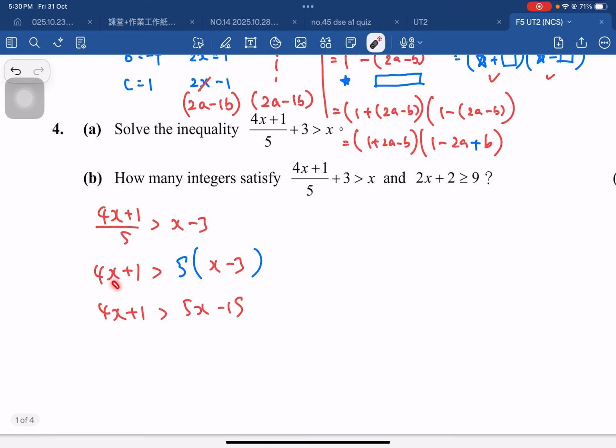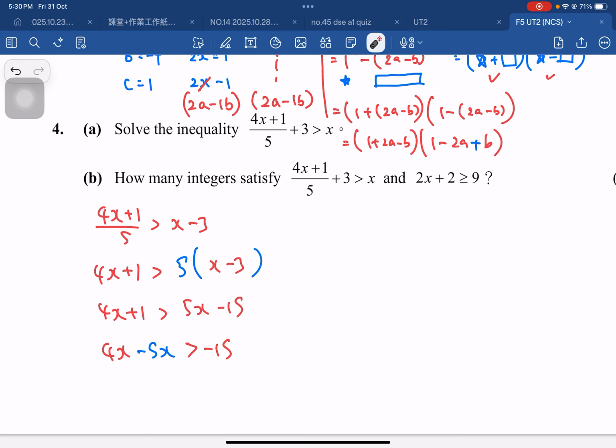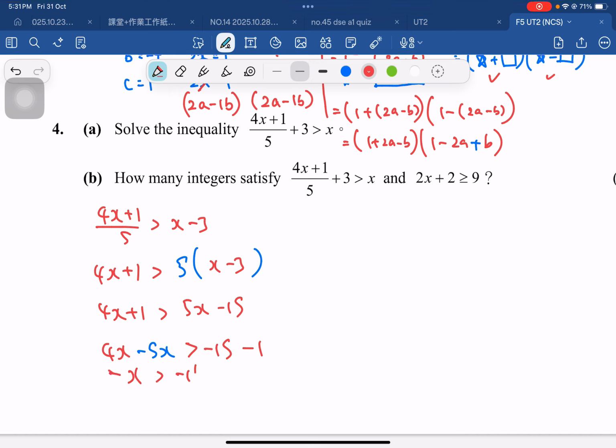And the next step is going to group the similar terms. So there's a 4x, there's a 5x. But 5x is on the right-hand side. To move it to the left, the positive becomes negative. So 4x and then minus 5x. And then it's greater than, I copy the rest, we have the negative 15. But be careful, there's still a plus 1. The plus 1 is not a friend with the x, so it cannot stay on the left-hand side. Move it to the right, it becomes minus 1. And then the next part, we have 4x minus 5x, giving you negative x is greater than negative 16.